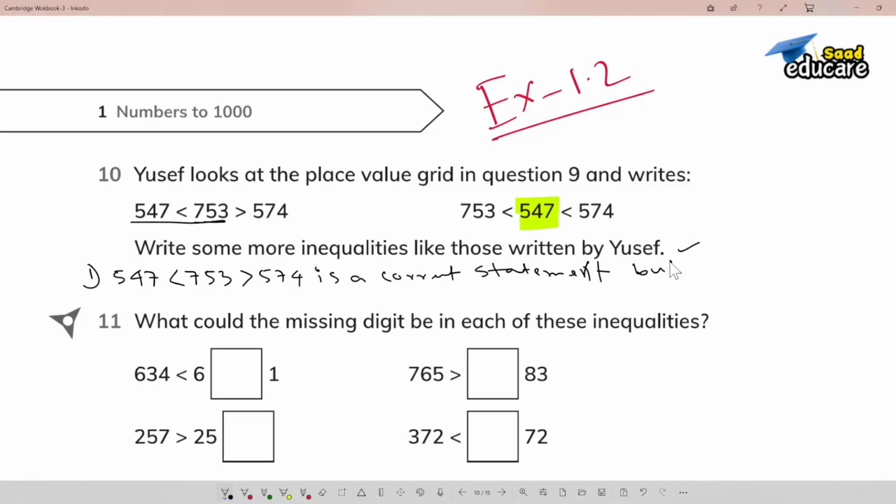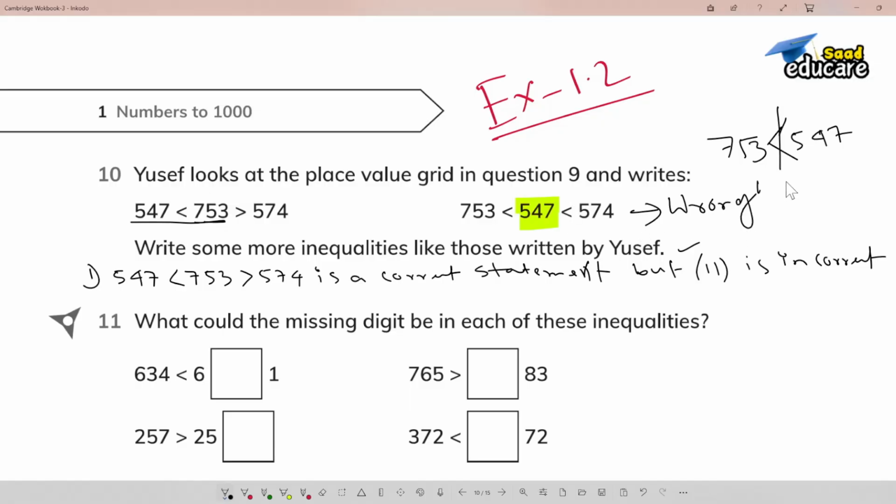But number 2 is incorrect. Okay, so it's a very simple thing. Look, this means is less than, so 753 is not less than 547. So this is not less than. It's a wrong statement. Okay.